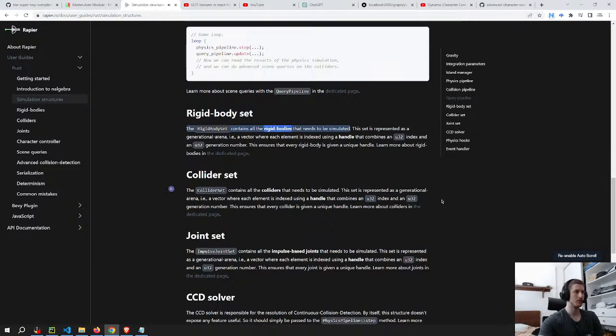Rigid body set. The rigid body set contains all the rigid bodies that need to be simulated. This set is represented as a generational arena, i.e., a vector where each element is indexed using a handle combining a u32 index and a u32 generation number. This ensures that every rigid body is given a unique handle. Learn more about rigid bodies in the dedicated page.